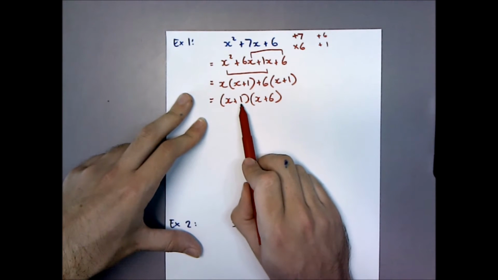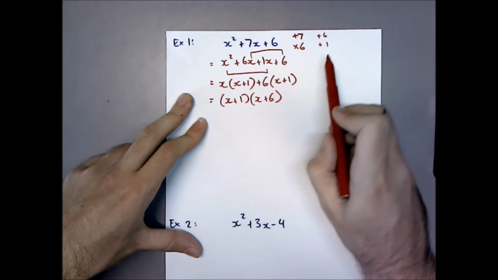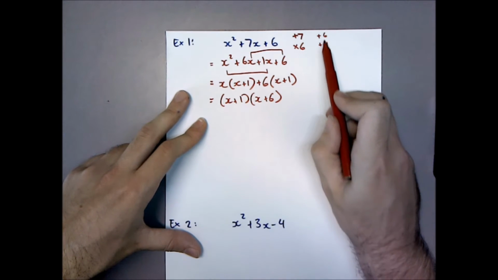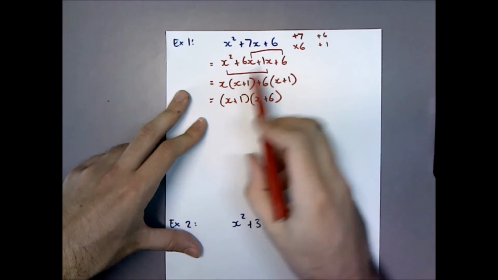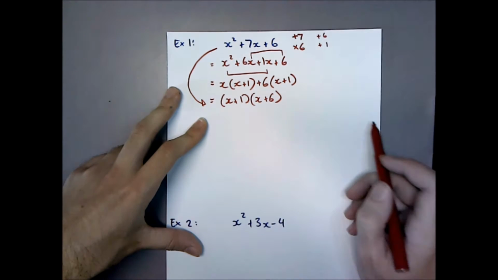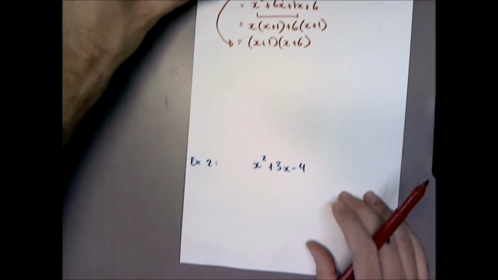Now, you may have noticed that my two numbers here, so plus 1 and plus 6, are the two numbers that I actually chose up here. So if you want to take the shortcut method, once you actually pick out your two numbers, you can quite easily just go from this stage to this stage straight away. And you'll notice that for all the ones that we do. Let's do another example.